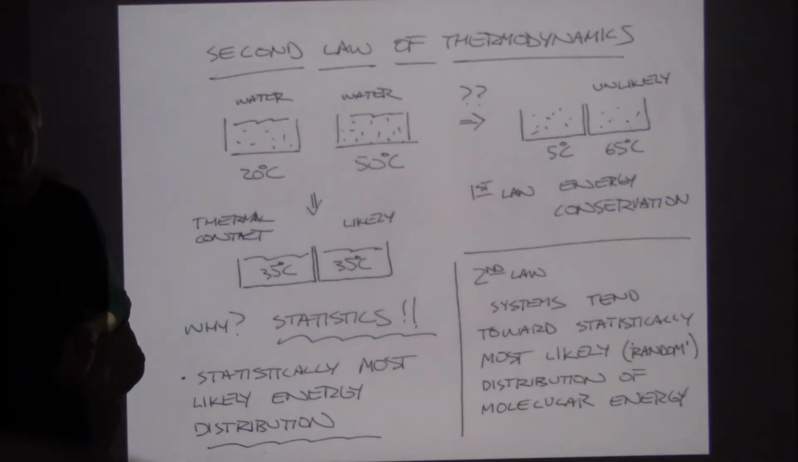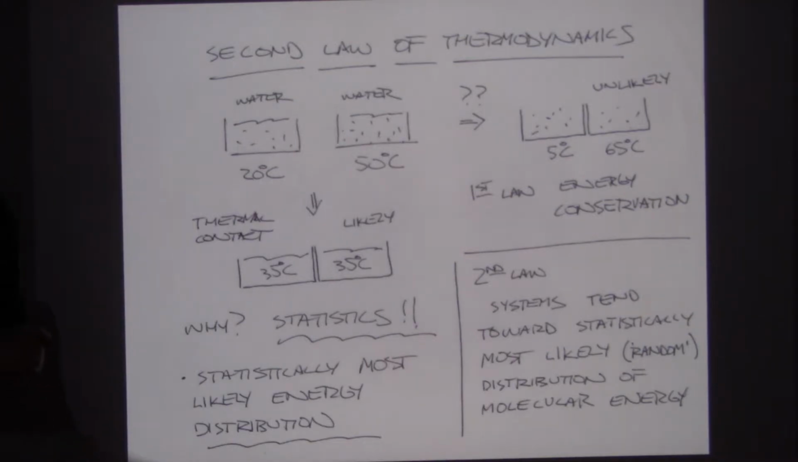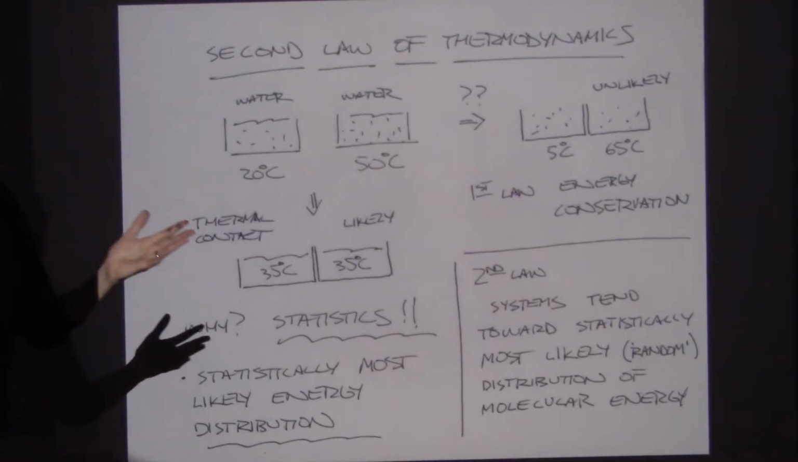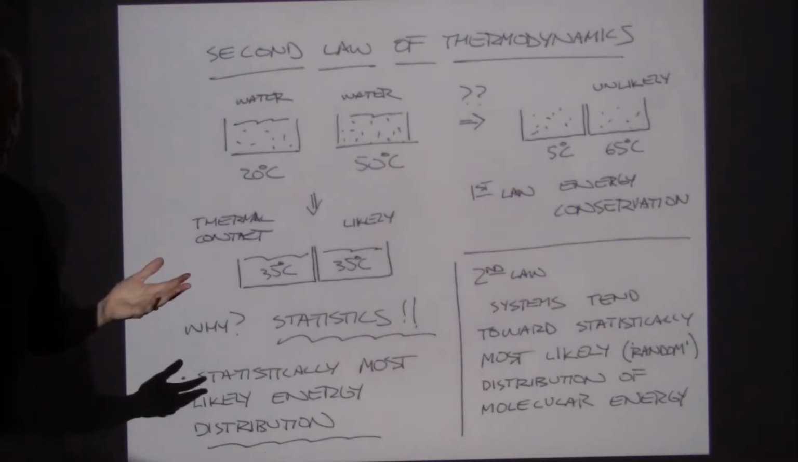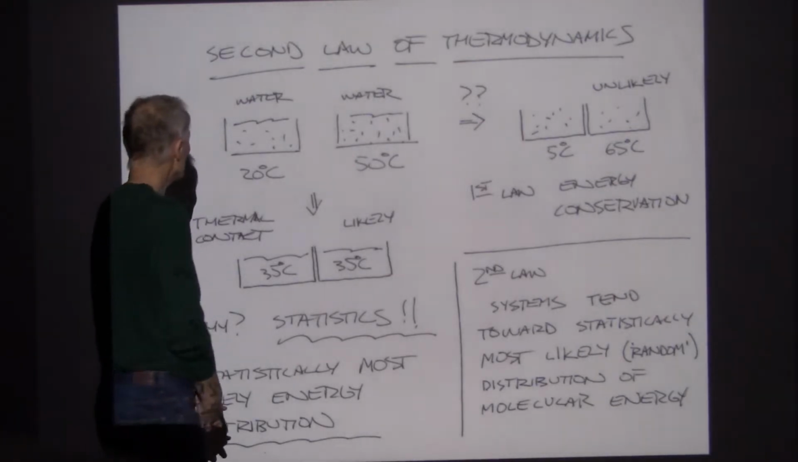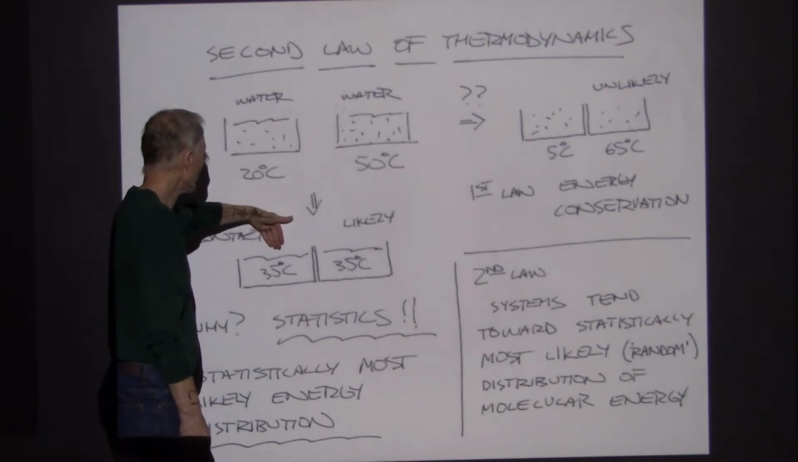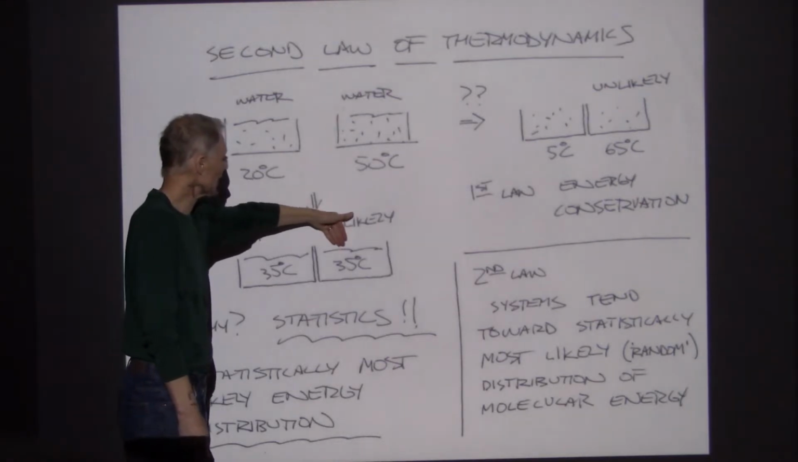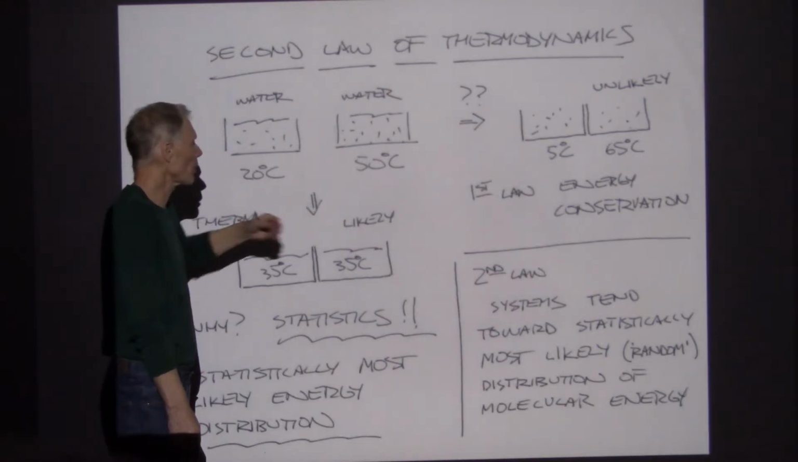That's a statistical process. What's happening there is just through random collisions of the molecules, the kinetic energy distributions of the molecules are randomizing to where the molecules here on average have the same energy as the molecules here.